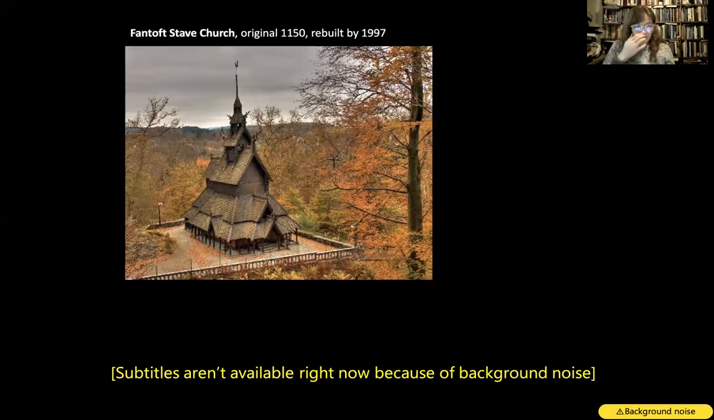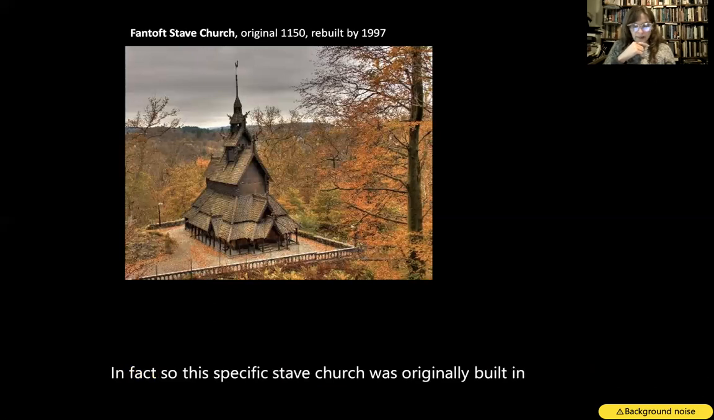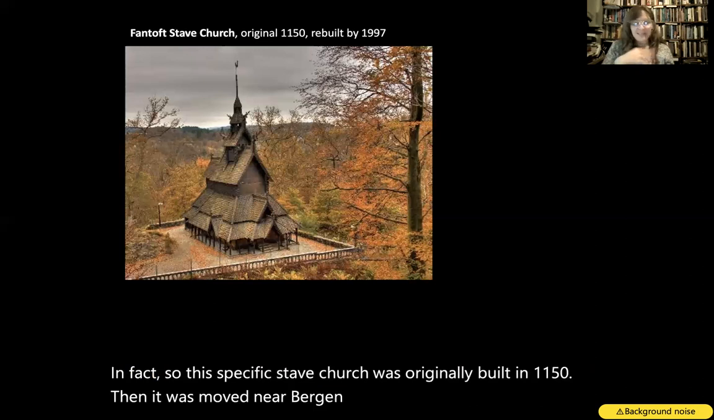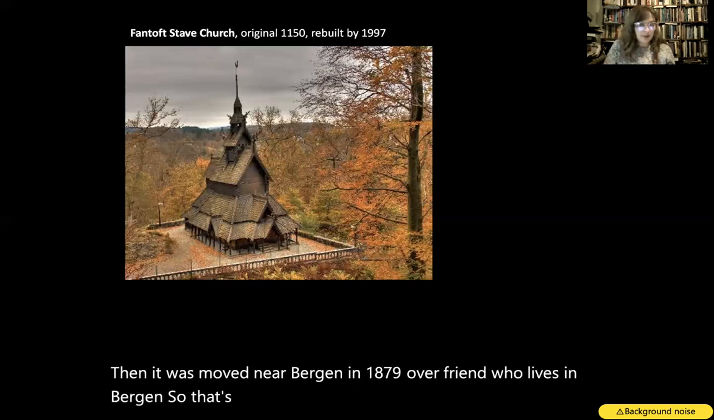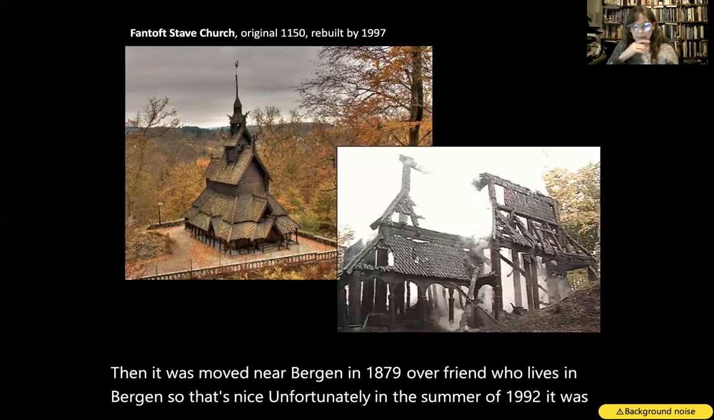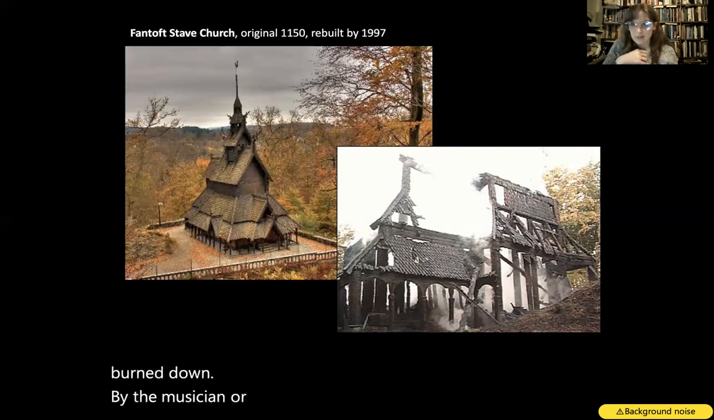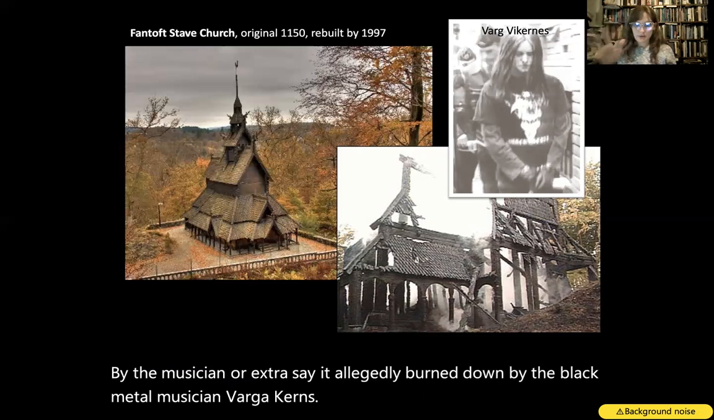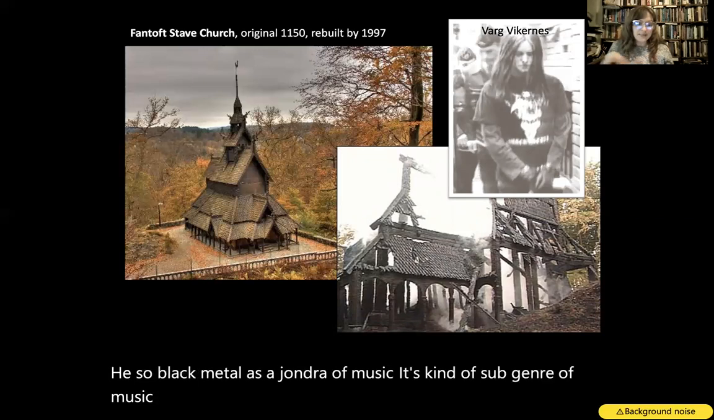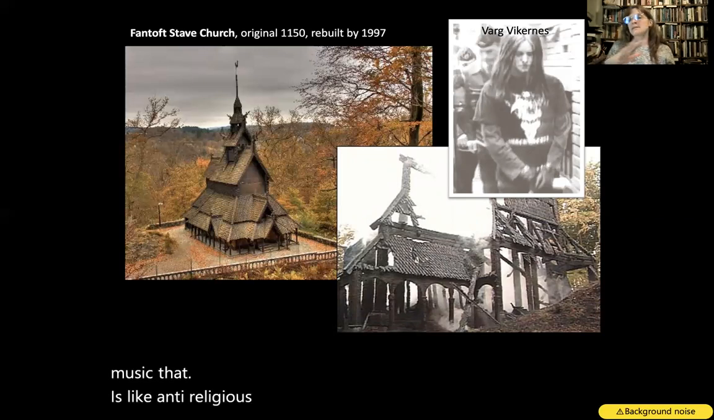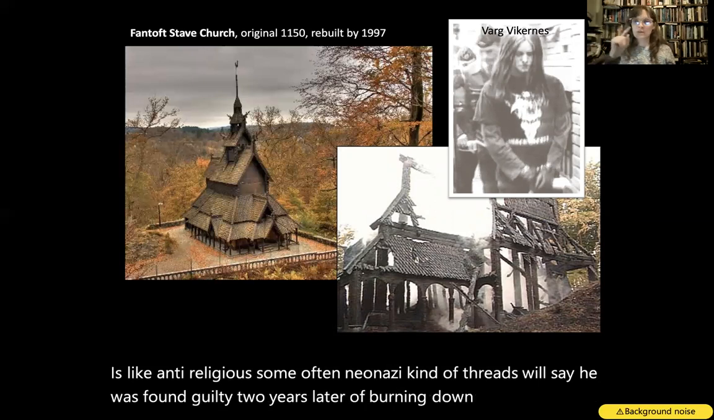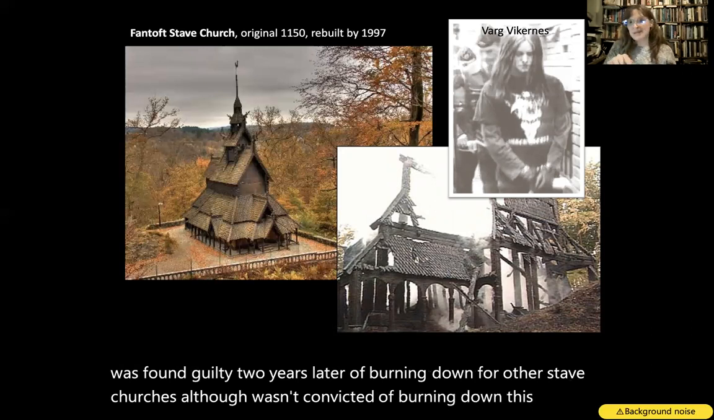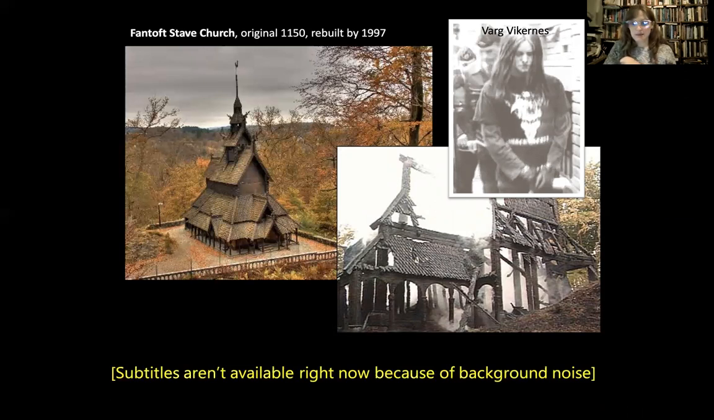Fun fact. This specific stave church was originally built in 1150, and then it was moved near Bergen in 1879. I have a friend who lives in Bergen, so that's nice. Unfortunately, in the summer of 1992, it was allegedly burned down by the black metal musician Varg Vikernes. Black metal is a subgenre of music that is anti-religious, with often neo-Nazi threads, we'll say. He was found guilty two years later of burning down four other stave churches, although he wasn't convicted of burning down this one, though he used an image of this burned down church on the cover of his 1993 EP, which was called Ashes. So I don't know, was that a confession?